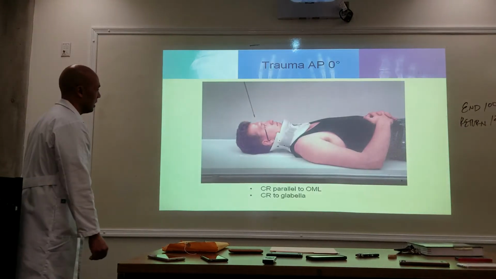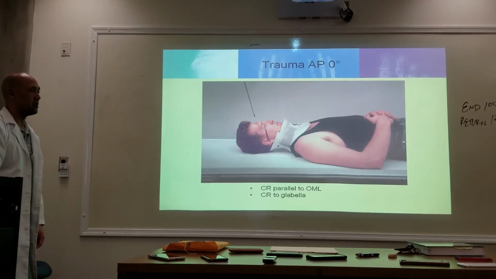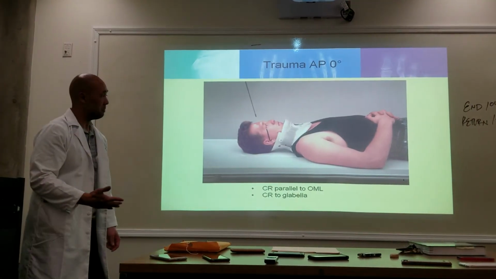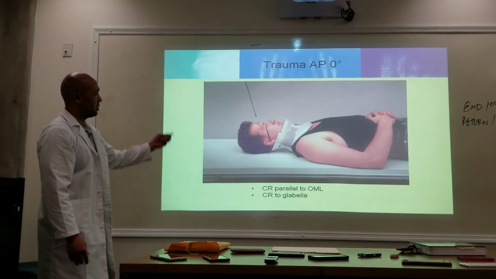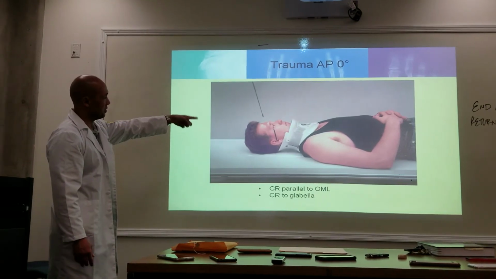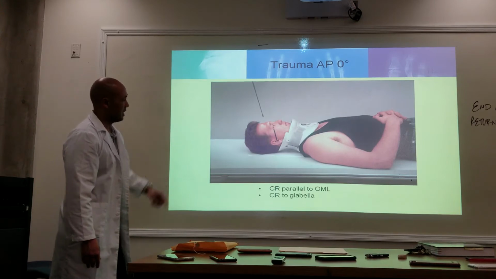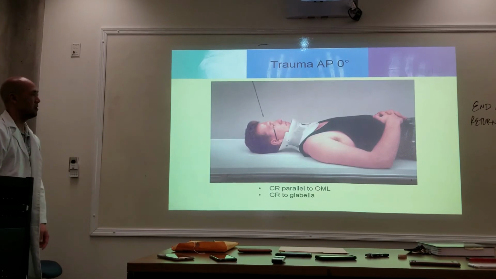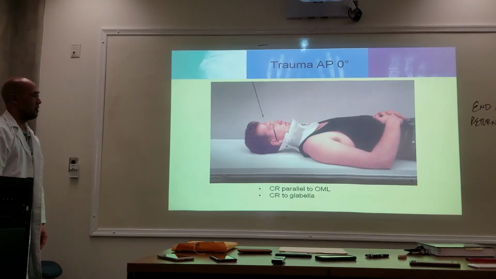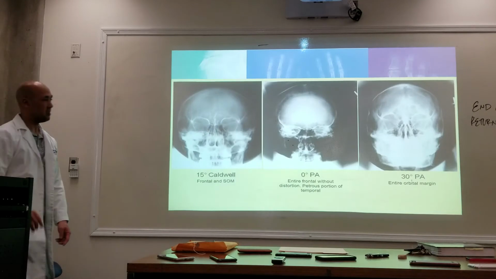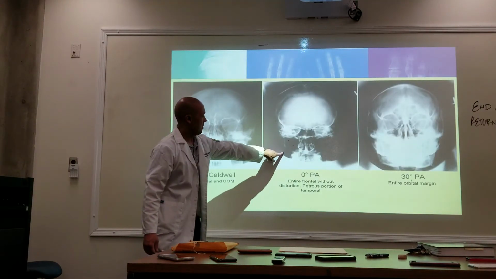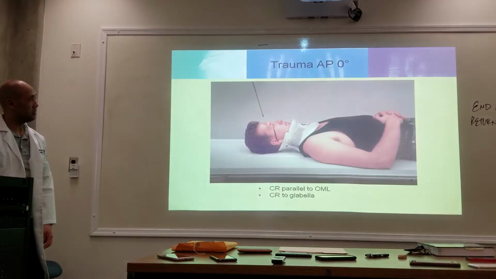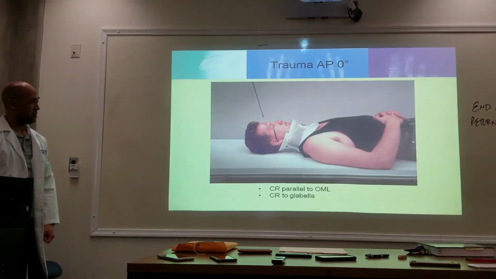Here is one: a trauma patient has a neck brace on. They're not going to be able to tuck their chin, so we get the orbitomeatal line perpendicular with the image receptor. What we're going to do is match the central ray with the imaginary orbitomeatal line for 0 degrees. That's going to give you the same image as this. When everything matches up, it's going to look just like that with this particular view and projection.